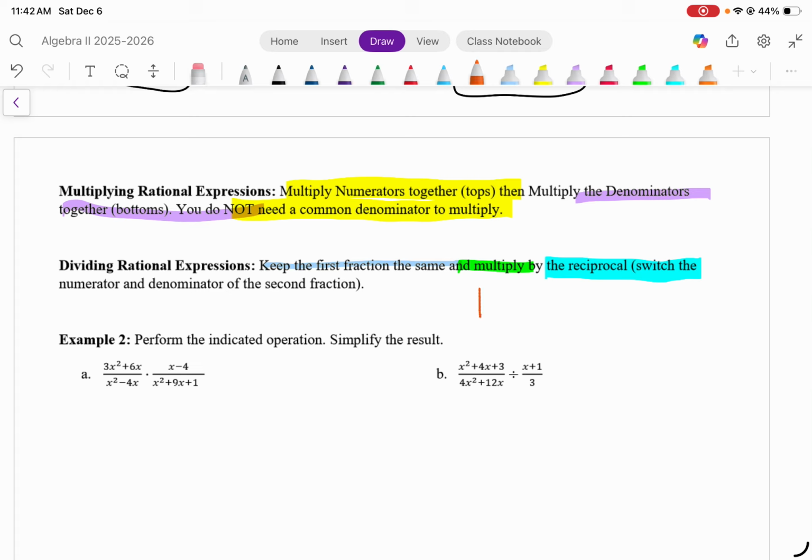Keep, change, flip. So you keep the first fraction the same, you change the sign to multiplication, and then you flip, or find the reciprocal of, the second fraction.